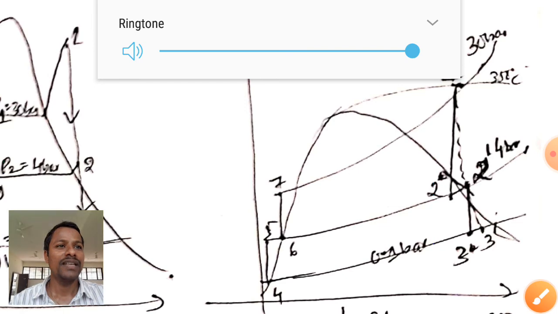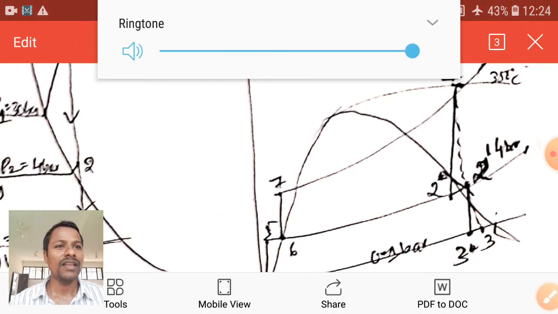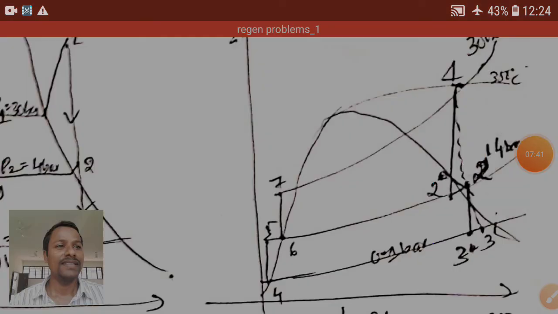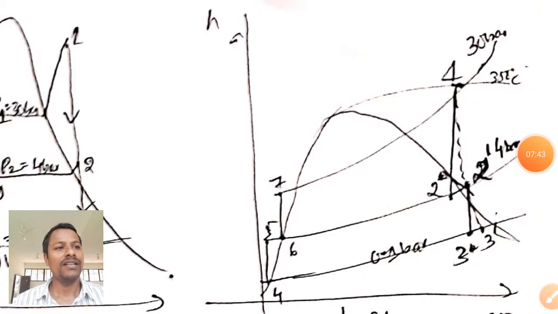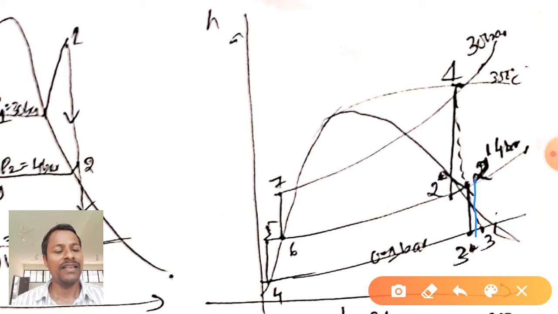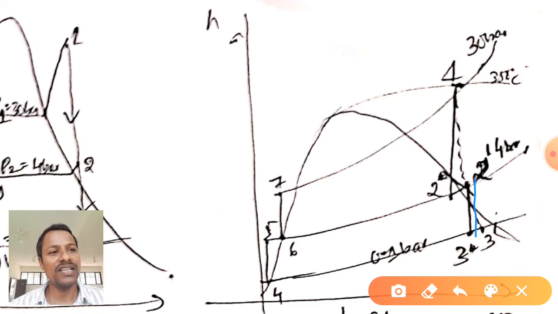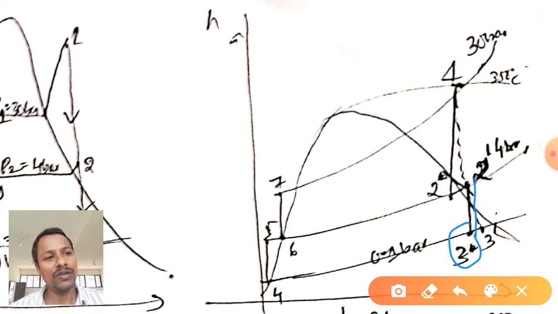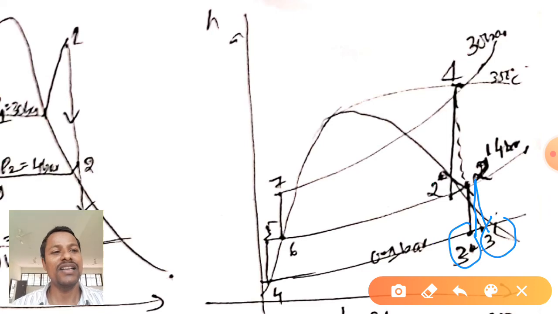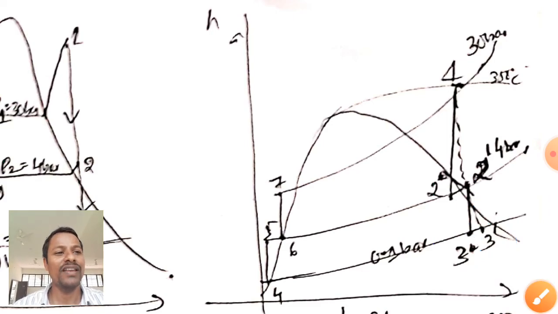So now here, after 2 dash the steam again enters stage 2, and if it is an ideal expansion, it will expand till 3 on the HS diagram. Since actual conditions are being discussed in the problem statement, 2 to 3 dash, so 3 dash is the actual condition at the stage 2 outlet.